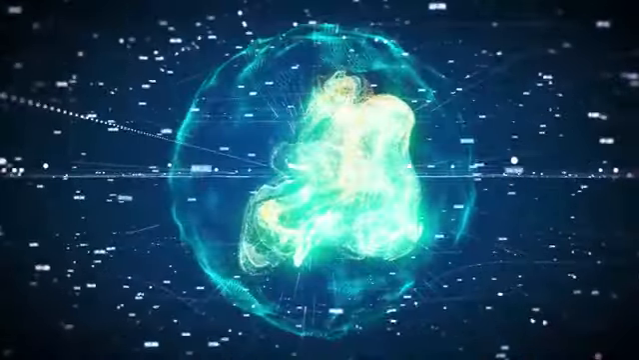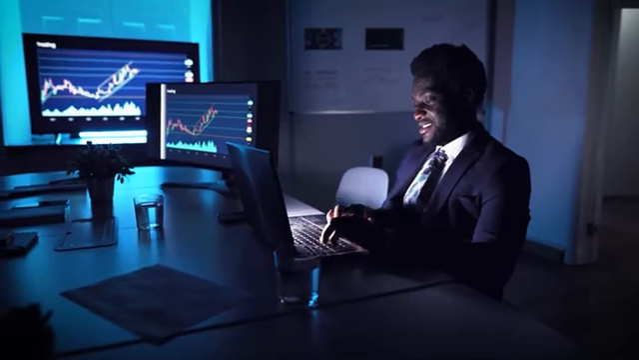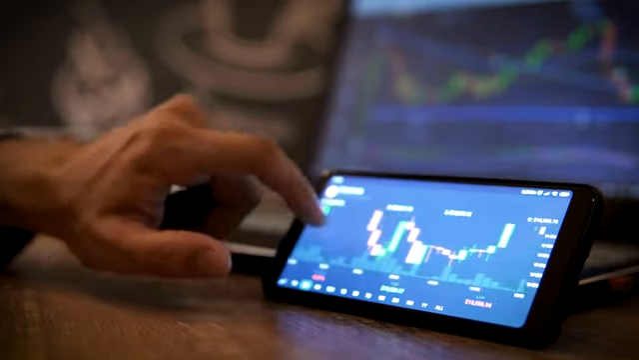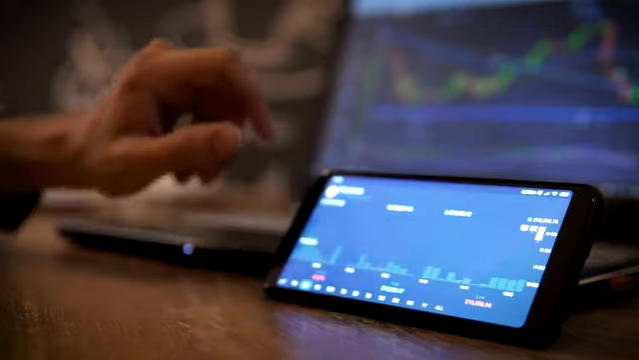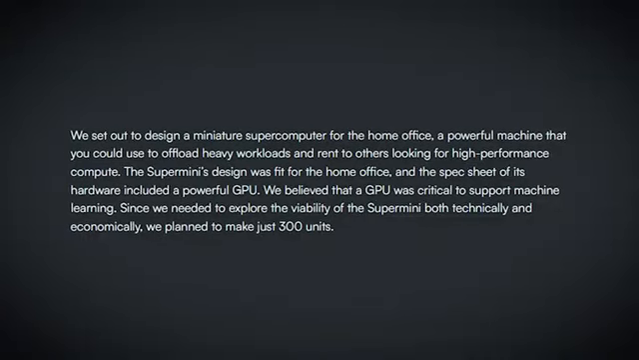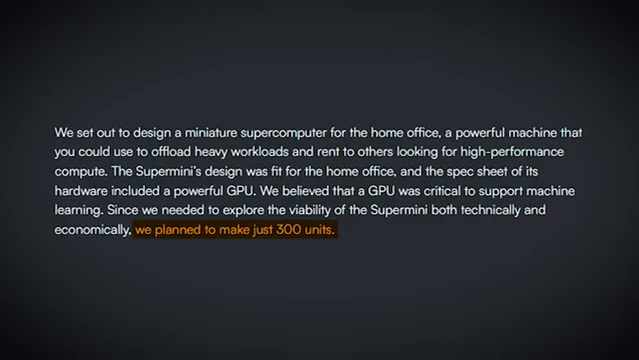AKASH Super Mini. This works like a mini supercomputer designed to support heavy workloads. The primary purpose of Super Mini is to facilitate the selling and leasing of computing resources on AKASH. As of November 2023, there are only about 300 units of Super Mini distributed so far.